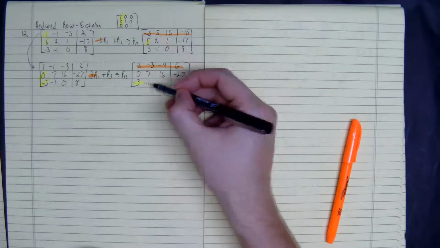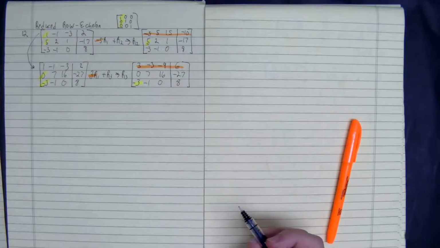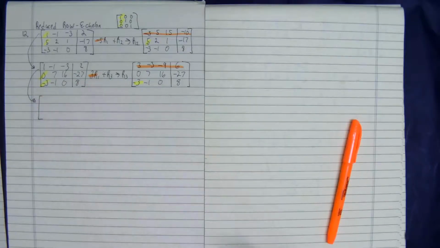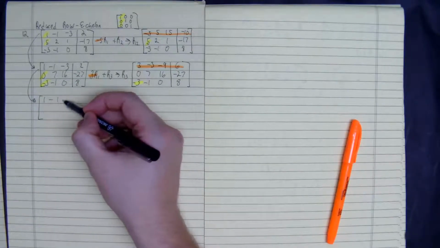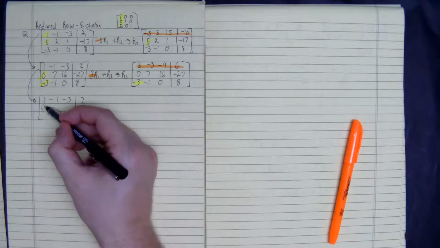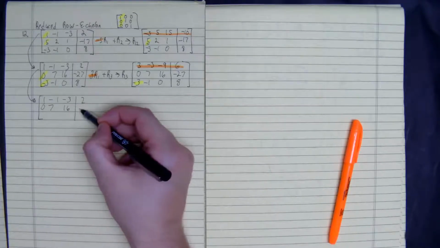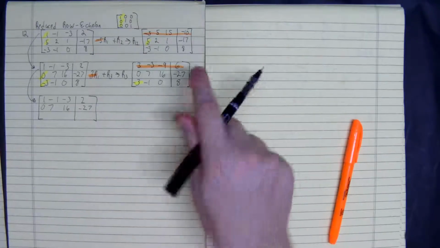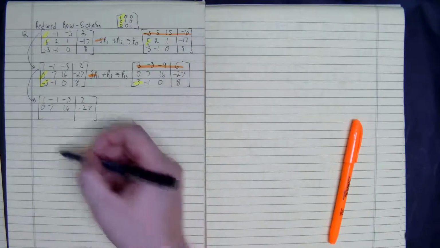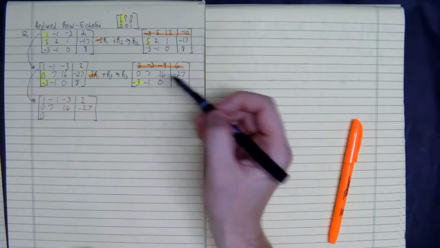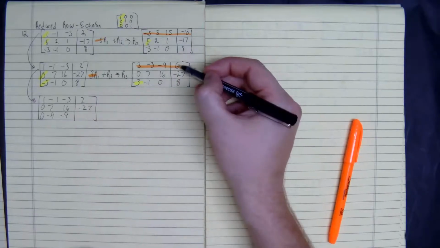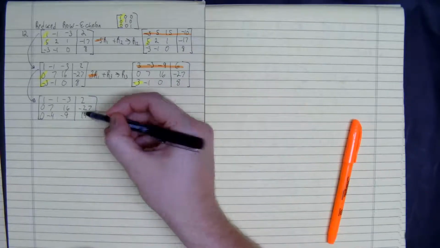0, 7, 16, -27, -3, -1, 0, 8. And then let's rewrite it. After we do that, this stays the same. 1, -1, -3, 2. Nothing was said about row 2, so let's plug that in. 0, 7, 16, -27. All right, now that's written out. Let's add row 1 to row 3. So 3 plus -3, 0. -3 minus 1, -4. -9 minus 0, -9. 6 plus 8, 14. Good.